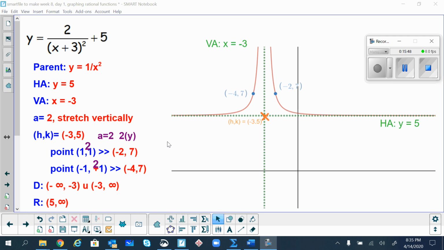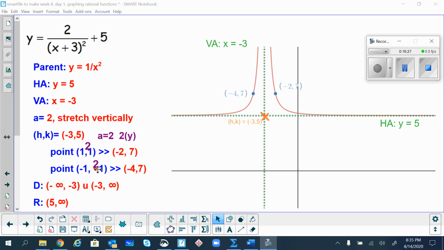So I've added here some explanation of what happens when our A value is equal to 2. We know that the A value is always multiplied by y. So from the HK point for this type of function, we would normally go 1, 1 and negative 1, positive 1. But since we're multiplying the y values by 2, instead of going 1, 1, we're going to go 1, 2. So starting at negative 3, 5, I'm going to go 1 in the x direction, and I'm going to go 2 in the y direction. So that tells me my exact point here will be negative 2, 7.